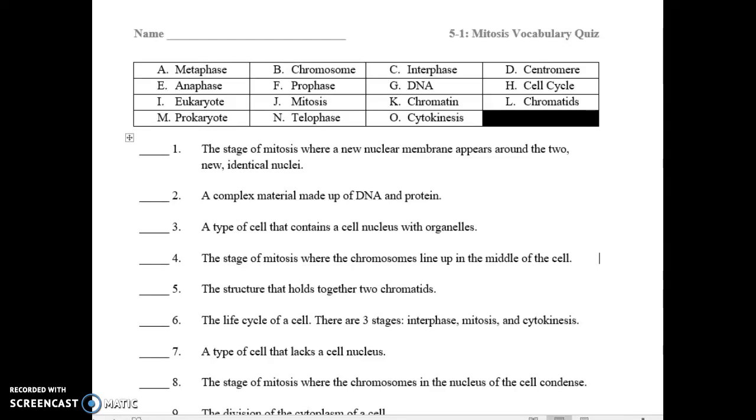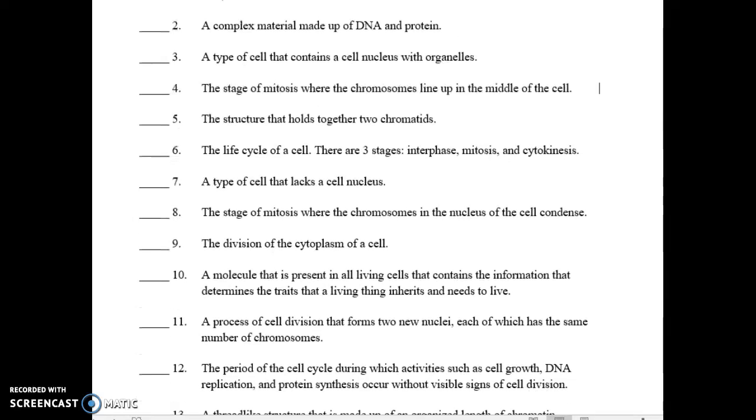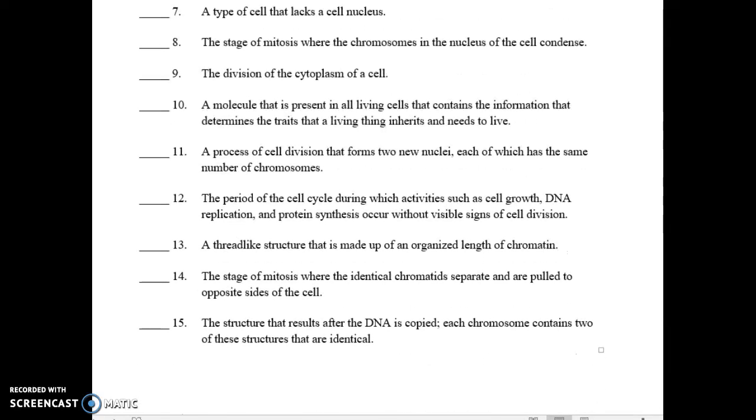Number 8. This is the stage of mitosis where the chromosomes in the nucleus of the cell condense, meaning pull together. Number 9. This is the division of the cytoplasm of a cell. Number 10. This is a molecule that's present in all living cells, and it contains the information that determines the traits that a living thing inherits and needs to live.